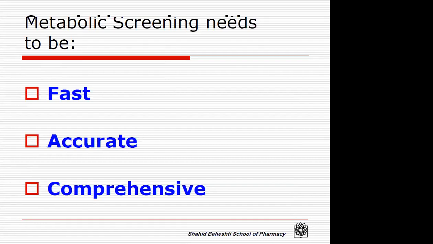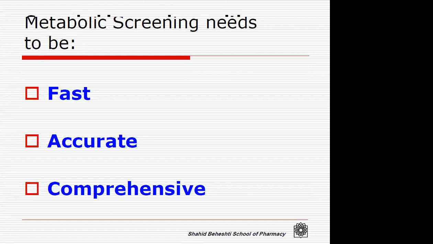Because as I said, if we miss the first days of the birth, the first 10 days of the baby's life, then we should expect the consequences. We want to diagnose the diseases at the very beginning of life. And if there is a disease, we want to take the baby off the mother's milk diet and put him or her on a special diet. So it has to be fast. Otherwise, we have missed the baby, we have missed the pathological condition, and we should expect the consequences.